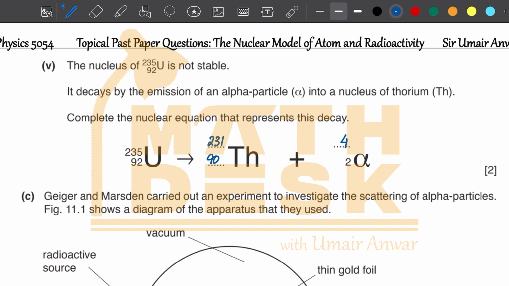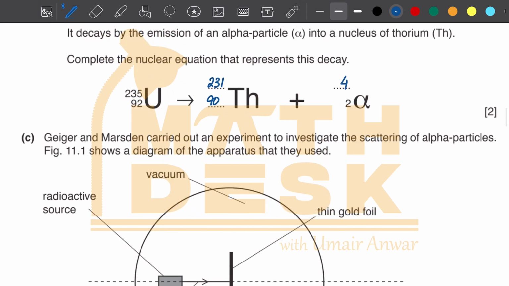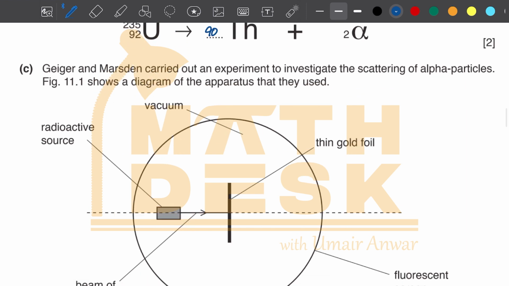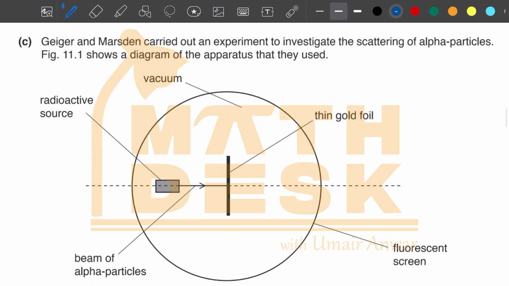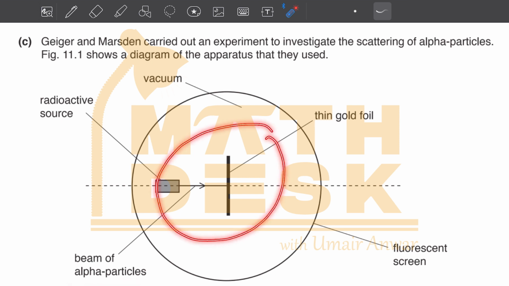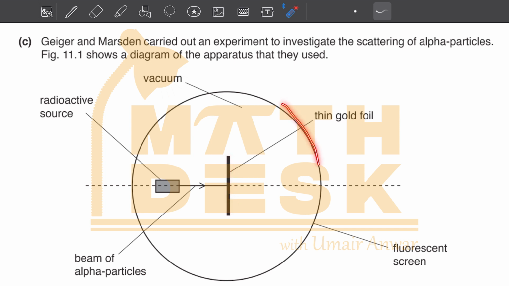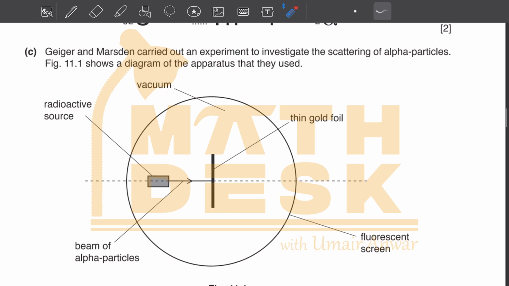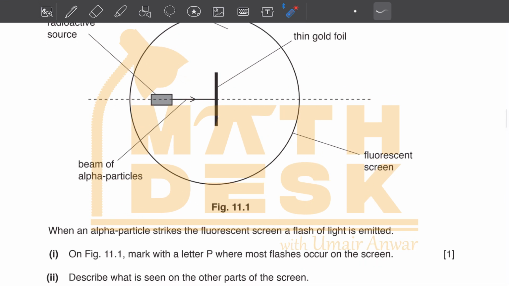Geiger and Marsden carried out an experiment to investigate the scattering of alpha particles. Figure 11.1 shows a diagram of the apparatus that they used. So they used a radioactive source which created a beam of alpha particles. Then there was vacuum in this area. A thin gold foil was placed in the way of alpha particles and a fluorescent screen was set up all around this apparatus. When an alpha particle strikes the fluorescent screen, a flash of light is emitted.